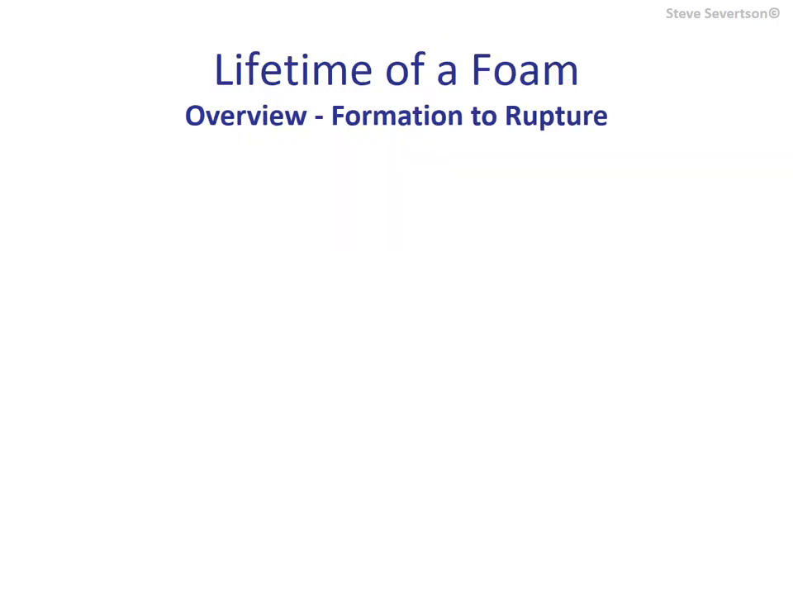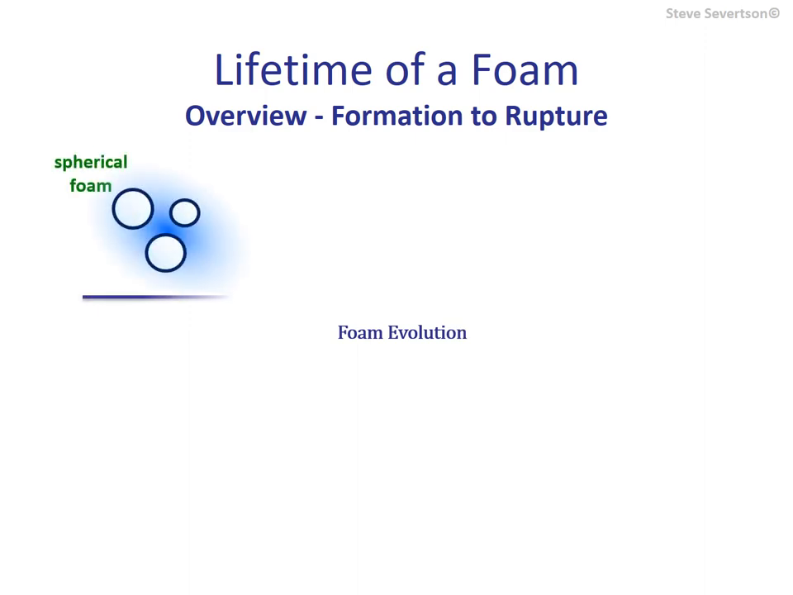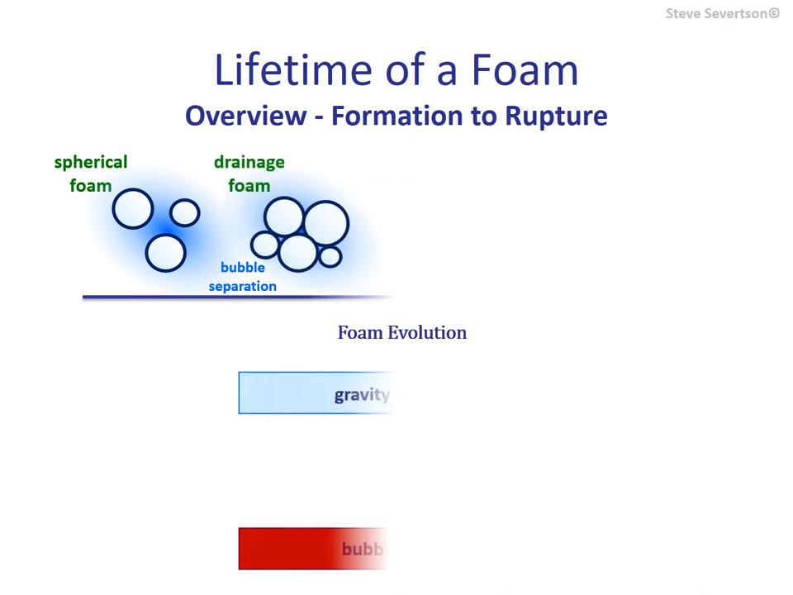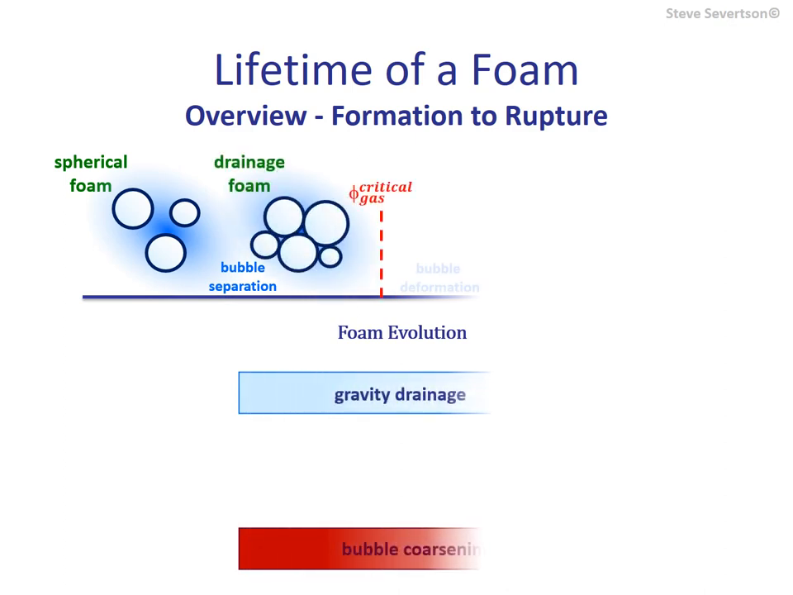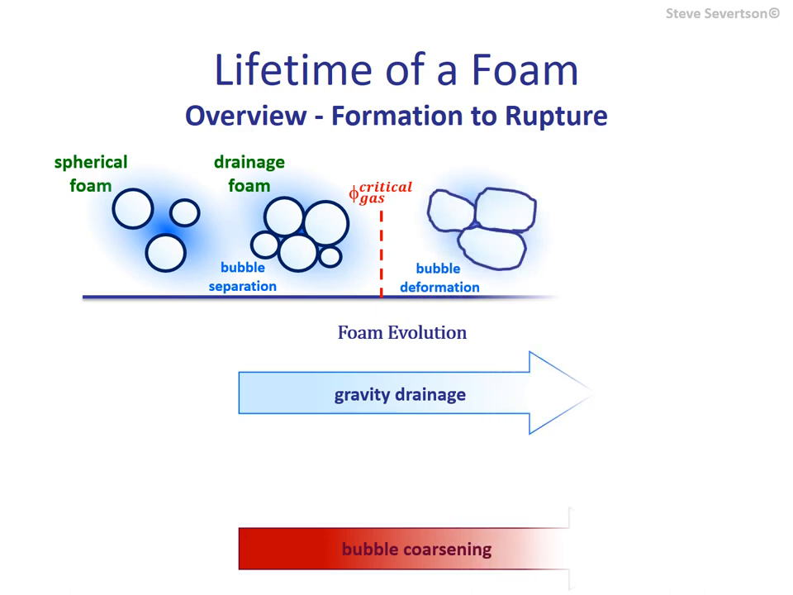Up to this point, we have reviewed the initial formation and evolution of foam. Foam collapse or failure involves the loss of liquid through gravity and capillary drainage facilitated by bubble coarsening. Lamellae eventually thin down to a critical thickness where they can no longer support the gas cell and fail. This process seems quite systematic.